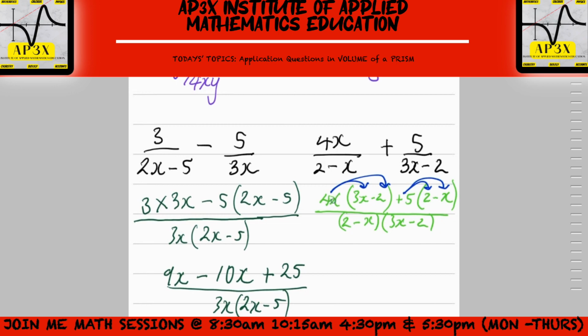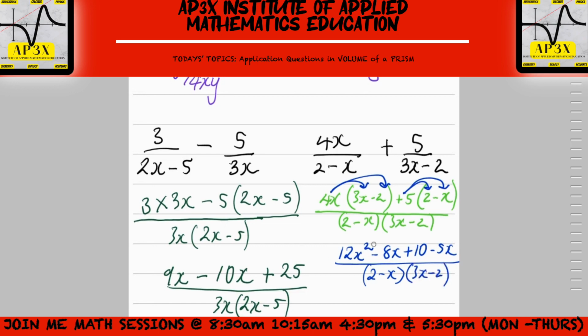So 4x multiplied by 3x gives us 12x squared, and 4x multiplied by minus 2 gives us minus 8x. Distributing again, 5 times 2 gives us, say here, 10, and 5 times minus x gives us minus 5x, and this will be all divided by 2 take away x all over 3x take away 2.